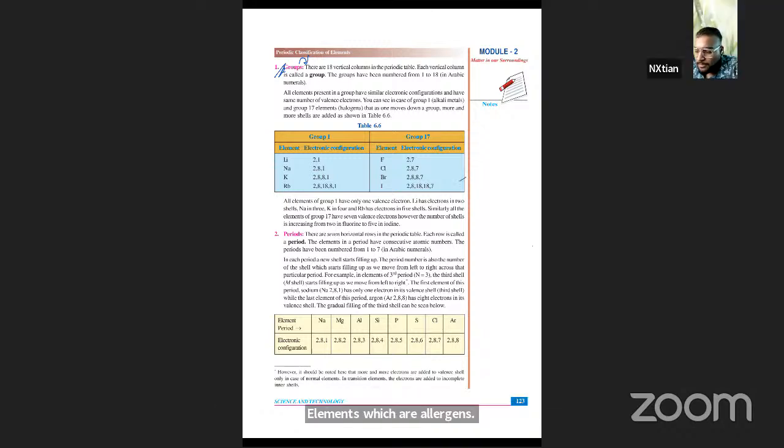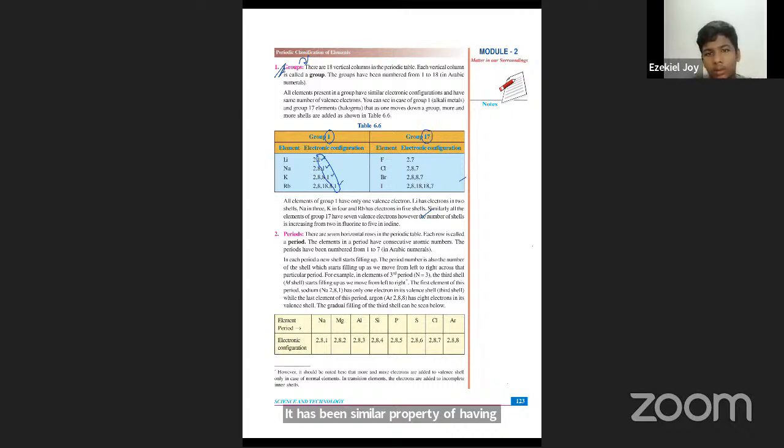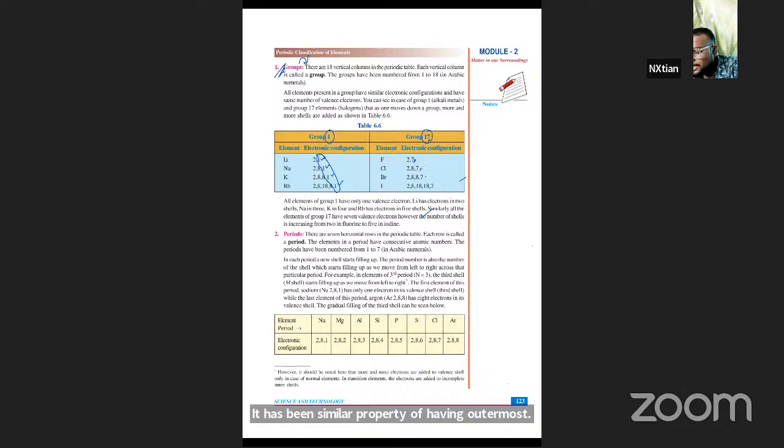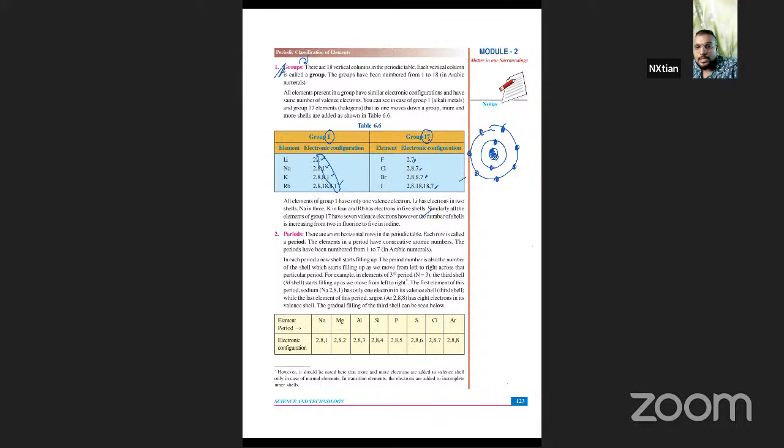So you can see that group number 1 is there. So they have one electron in the outermost shell. You can see it's heading 1. So it means that they have the similar property of having one outermost electron. 17 is there, so in the last, 7 is there. So every element has 7 in the outermost shell. Yes or no? If I draw the structure of fluorine, it's going to be like this. This is the nucleus, this is the K shell, and this is the L shell. So in the K shell, 2 electrons, in the L shell, 7 electrons: 1, 2, 3, 4, 5, 6, 7. Yes or no? This is how it works.